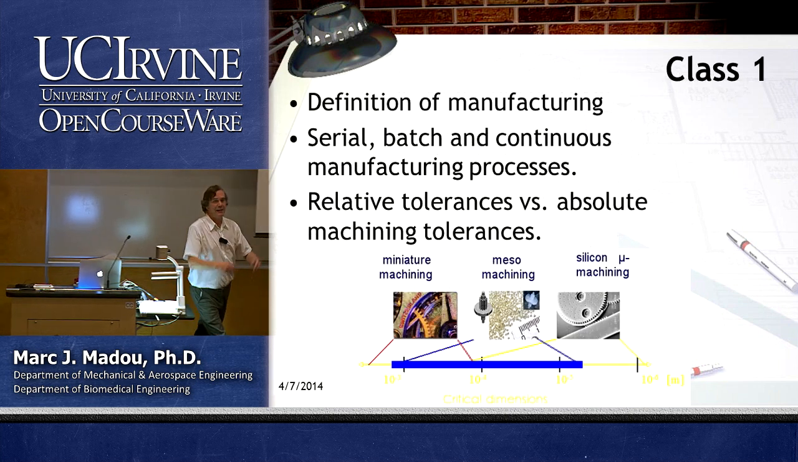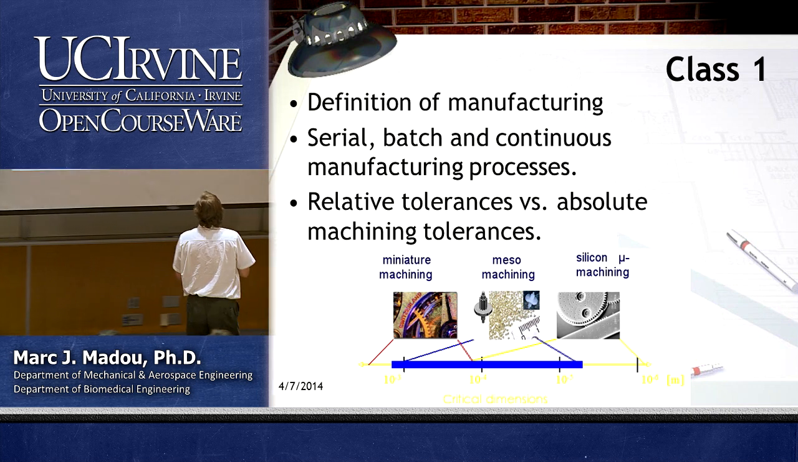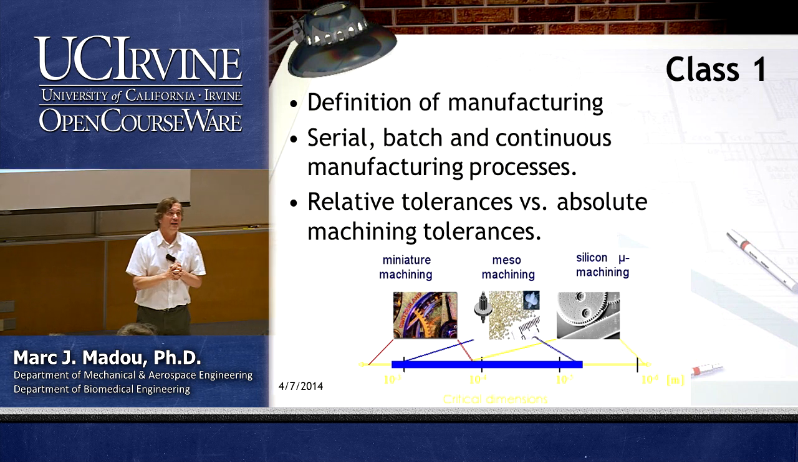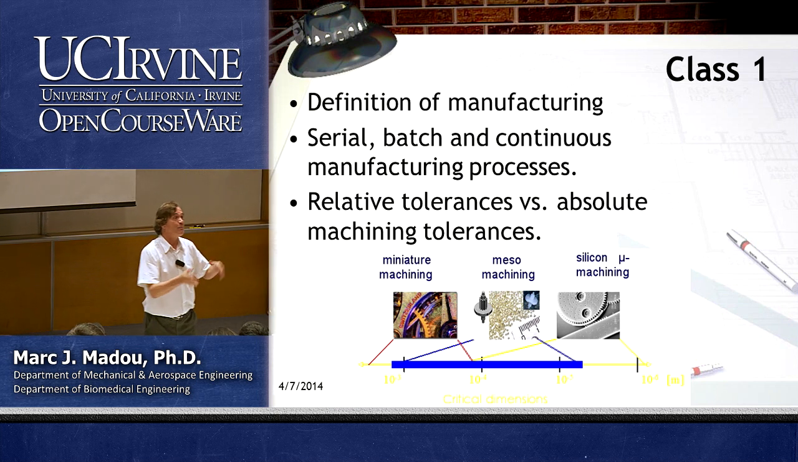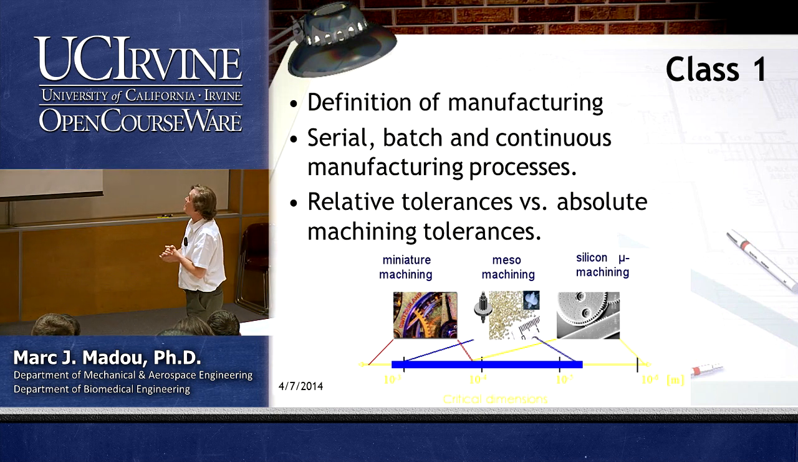And now, finally, class 1. So many introductions, right? So in class 1, we will give you a definition of manufacturing. We're going to make it very easy. We're going to go to Wikipedia. Pretty much everyone does that, right? We're going to see what Wikipedia tells us manufacturing is. And then the difference between sealed batch and continuous manufacturing processes, and the difference between relative versus absolute machining tolerances.